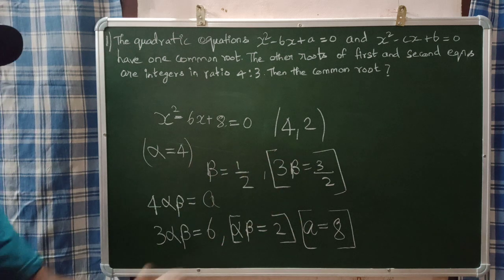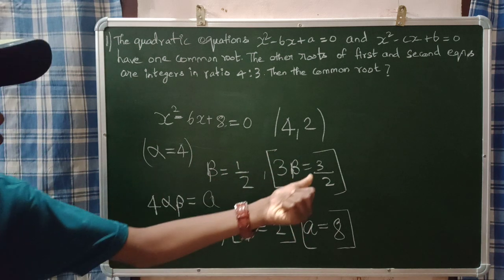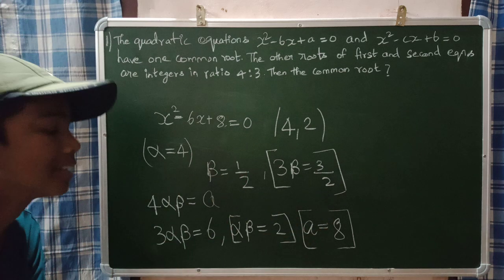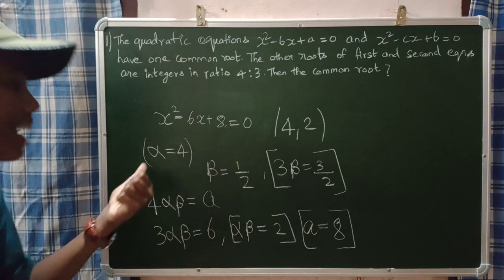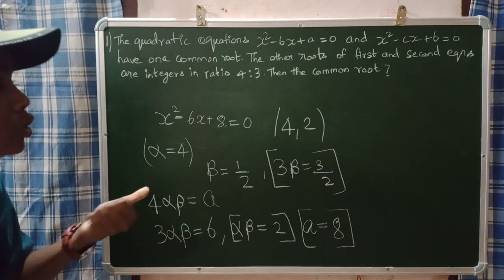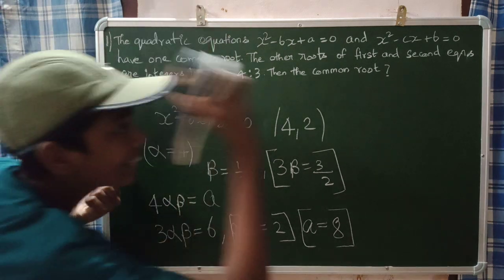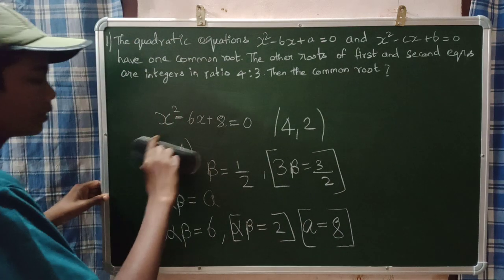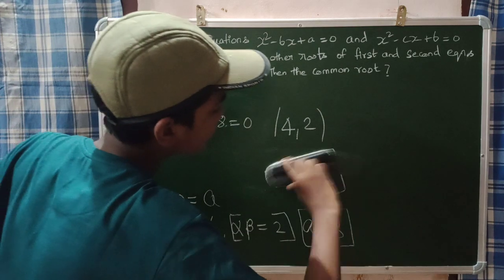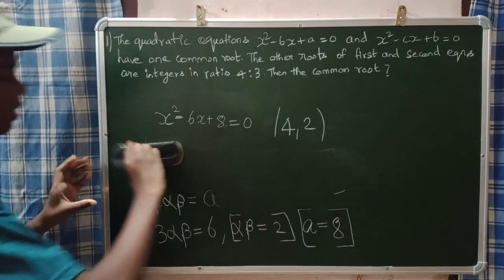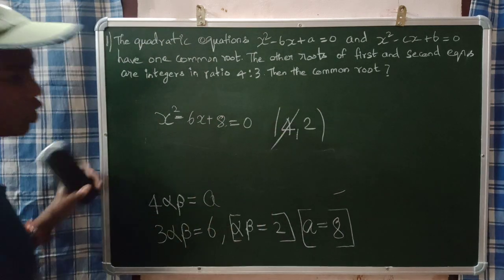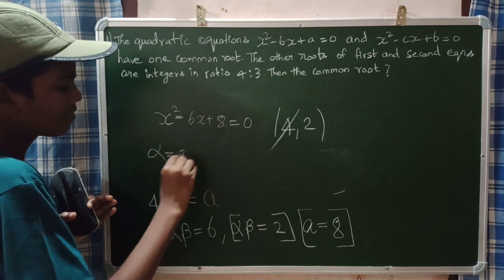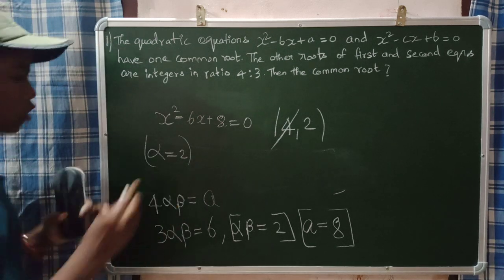Okay, guys, please understand. This is wrong because the other root of the second equation is not an integer when you put alpha as 4. When the common root is 4, you are not getting the other root of the second equation as an integer, and that's why this is wrong. Now I will cancel out this 4 because 4 is not a common root. Let me take the common root alpha as 2.